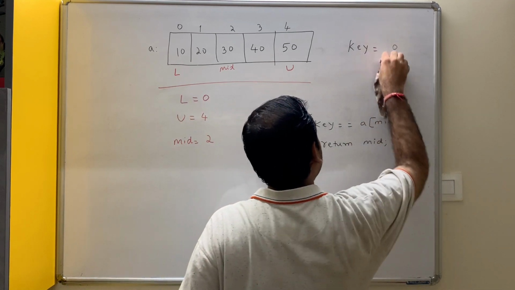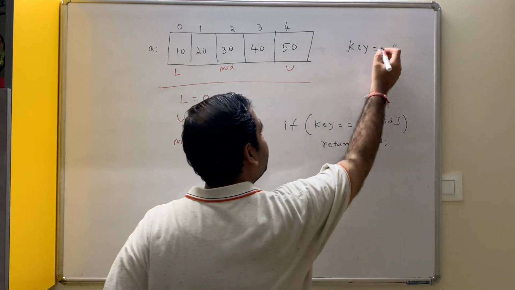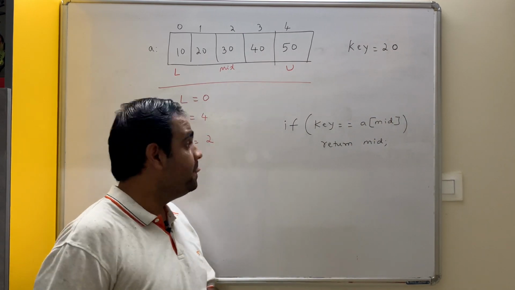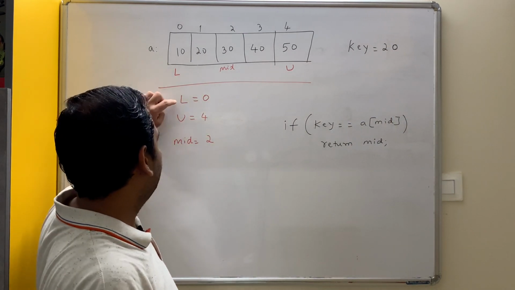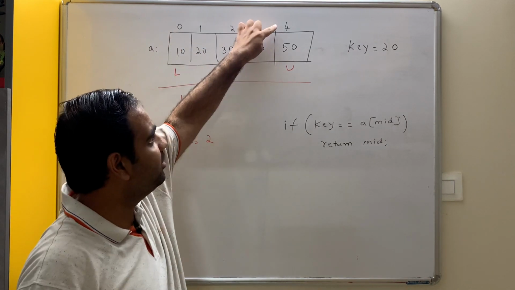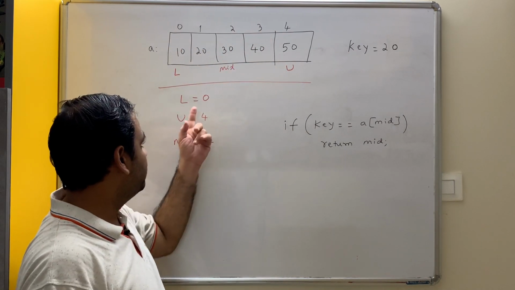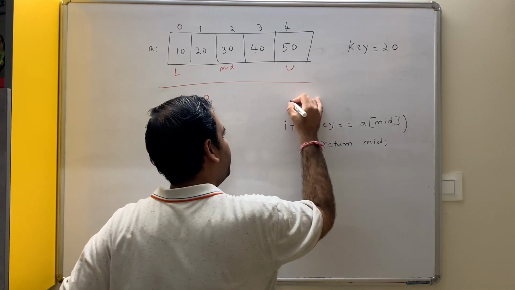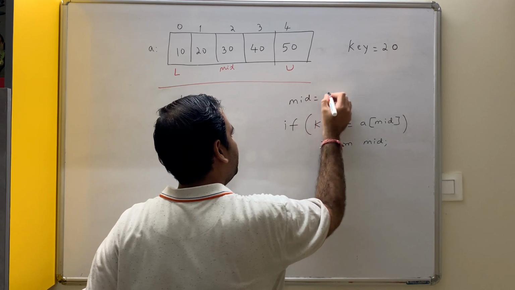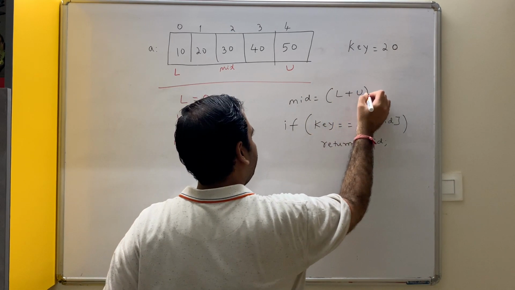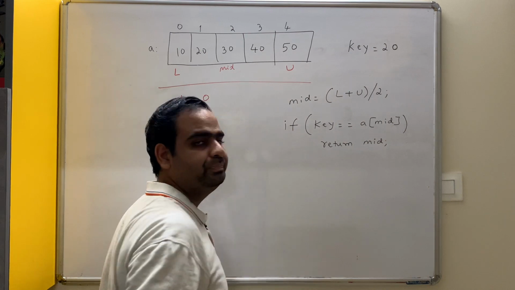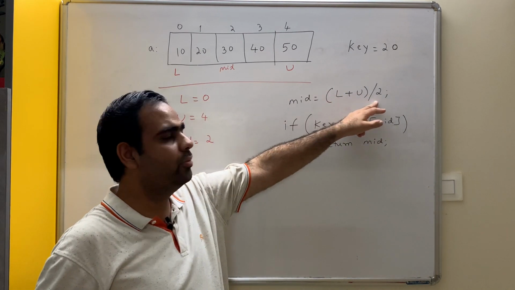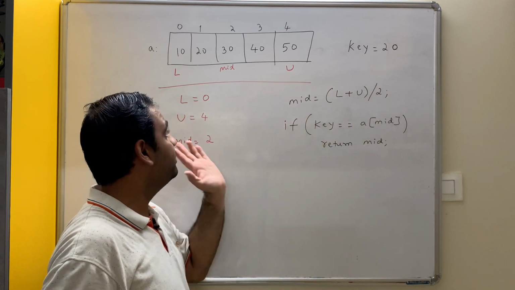Now let me take key is equal to 20 and try to work on the procedure again. Now you find the midpoint again. Lower limit is 0, upper limit is 4. Midpoint is lower limit plus upper limit whole divided by 2. 0 plus 4 is 4, 4 by 2 is 2, therefore the midpoint will become 2.